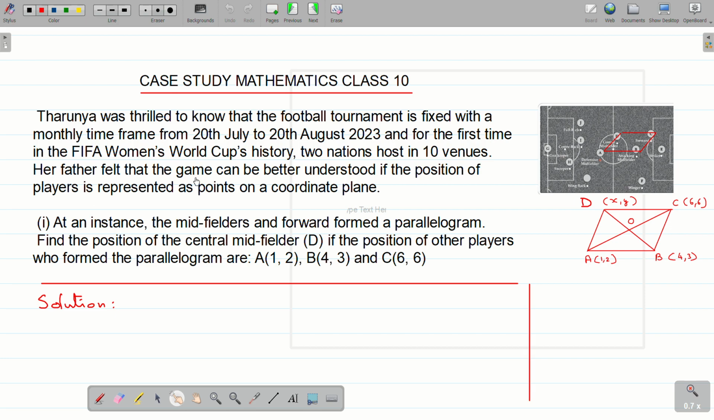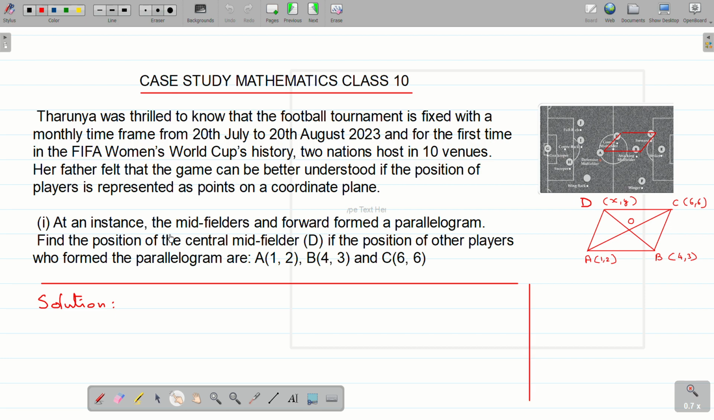Her father felt that the game can be better understood if the position of players is represented as points on the coordinate plane. And here all the diagrams are given with the position of wing back, winger, goalkeeper, center back, full back, central midfielder, attacking midfielder, forward. All are given, but they are not very important for the examination point of view. And let us go to the question.